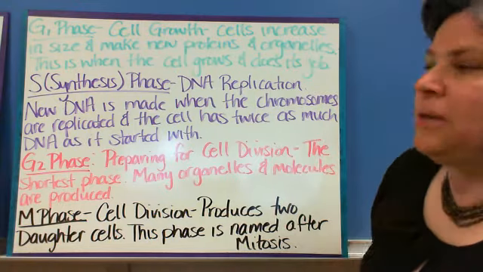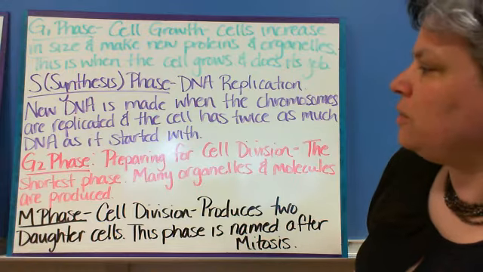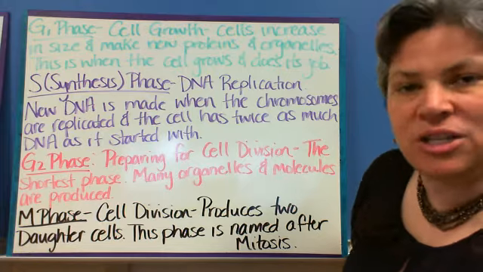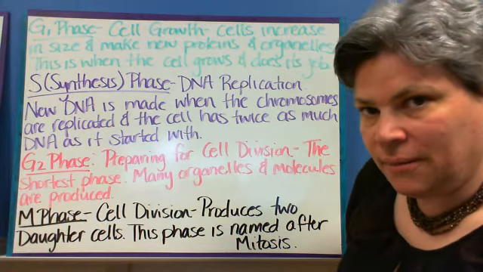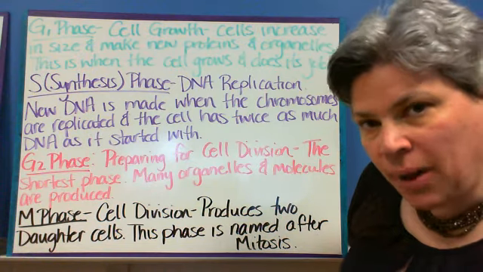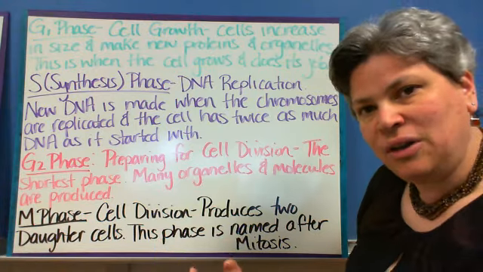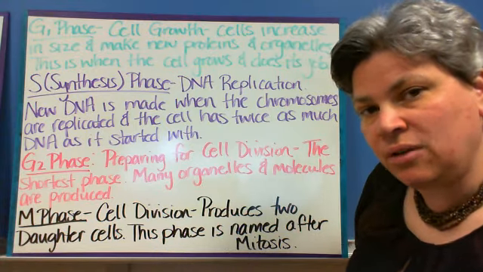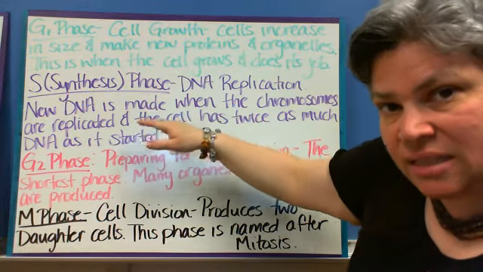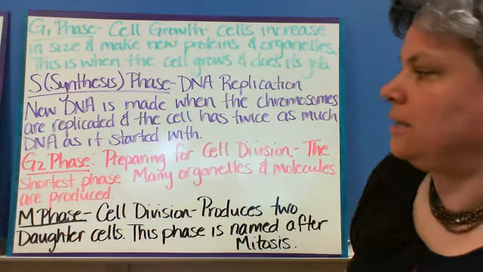The DNA replication takes place during that phase. The new DNA is made when the chromosomes are replicated, and the cell has twice as much DNA as it started with. We don't want twice as much DNA as we're supposed to have, but we somehow have to make sure that we're going to have equal amounts of DNA in both of our new cells.